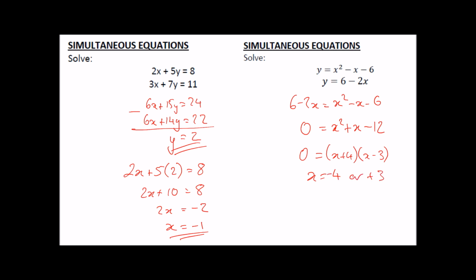Now, once we've got the x values, don't forget we still need to work out the y values. So substitute x is minus 4 into one of those. I would recommend putting it into the linear one. So to work out y, you do 6, take away 2 lots of minus 4, and that would give us that y is 14. And in this one, substitute x is 3, and that would give us that y is 0. So you've got two answers: minus 4 and 14, or 3 and 0.